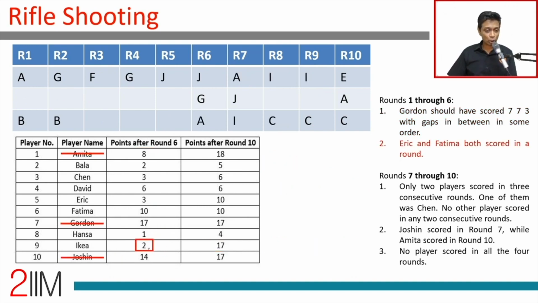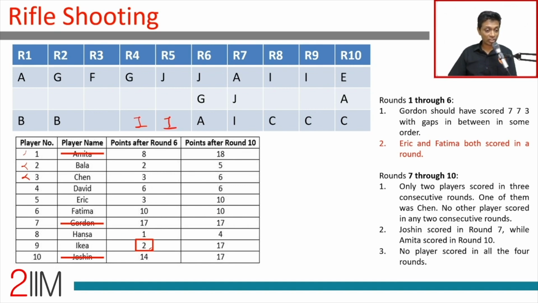IKEA has got 2 second positions in the first 6 rounds, after round 6. IKEA would not have played in round 1, 1 to 6, 2 to 7, 3 to 8. None of that. 4 to 9, 5 to 10, 6 to 1. These 3 IKEA would have played. So 4, 5 and 6. He's got 2 1s. Or this is I. This is I.